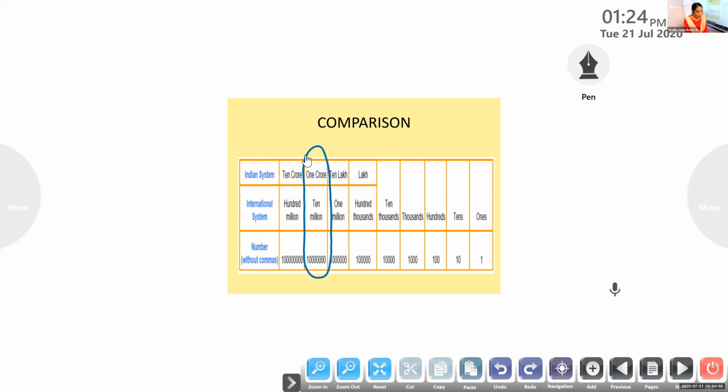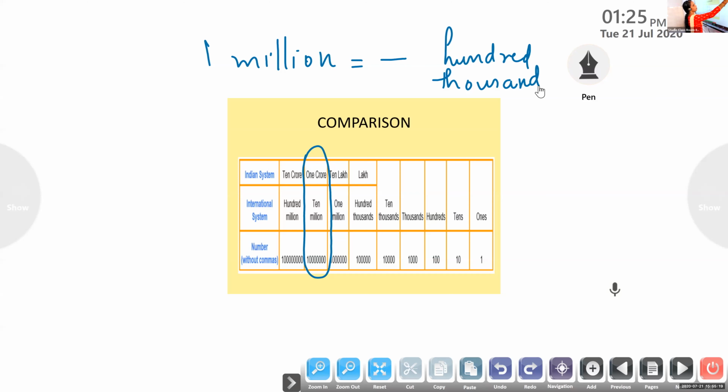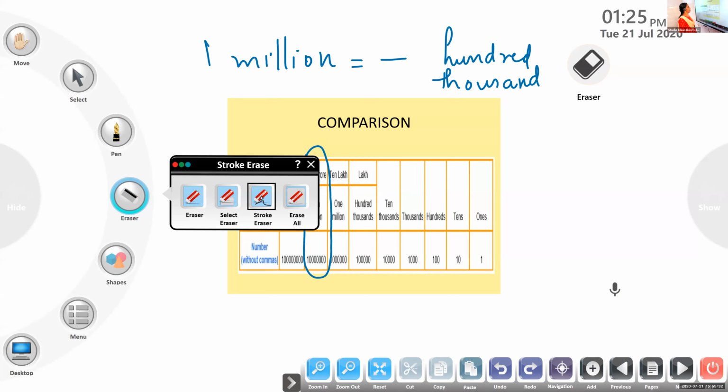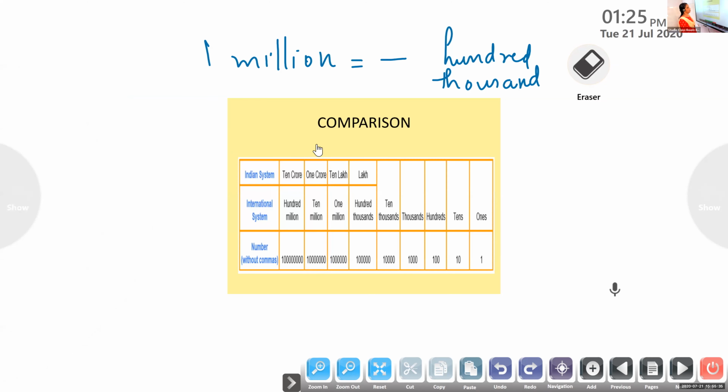Okay. 1 million equal to dash hundred thousand. Can you see the board now? Yes, ma'am. What I'm writing? 1 million equal to dash 100,000. From the chart, it is there. From the chart, you can identify. Dash 100,000. 1 million equal to dash 100,000.